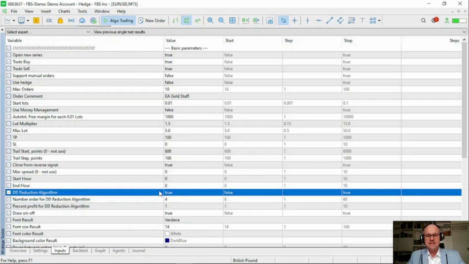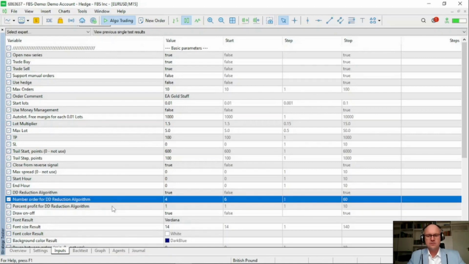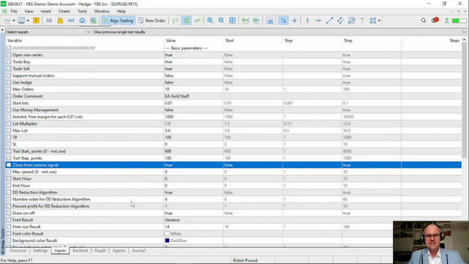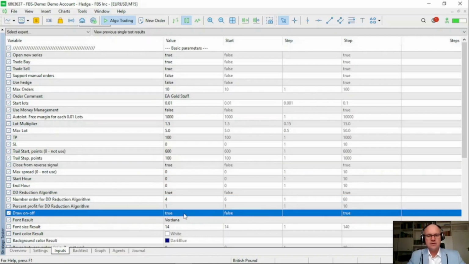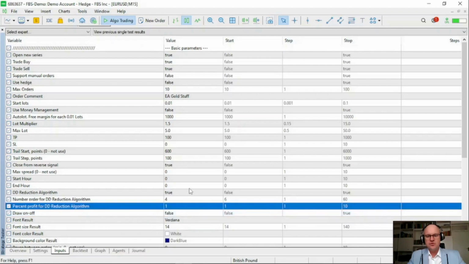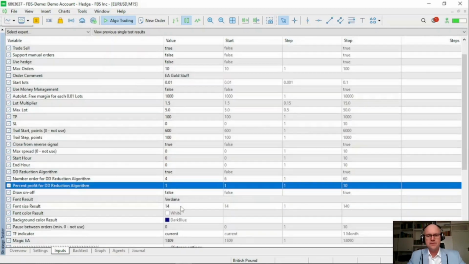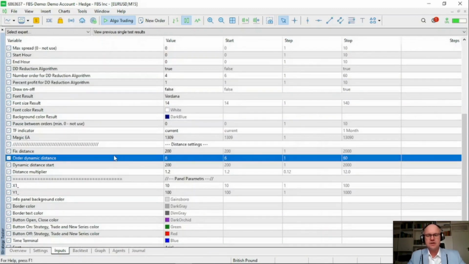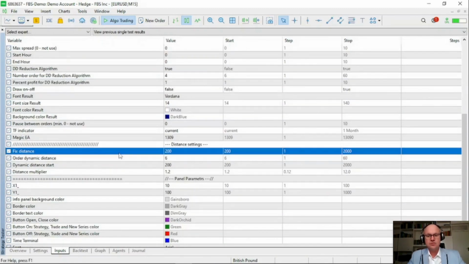I'm going to set this at 4, the same as in our previous video when we did a set file for trading gold. So the number of orders for the drawdown reduction algorithm to start is set at 4, and when there is a reverse signal in the market, it will also close the trade. The last adjustment before we move to the grid is the draw on the chart. The reason why I set that to false for testing is to decrease the amount of time it takes to complete the test.